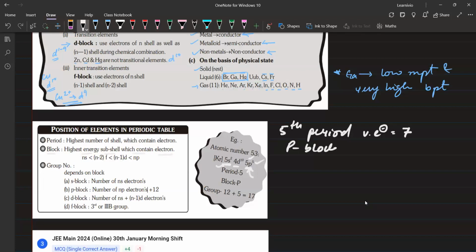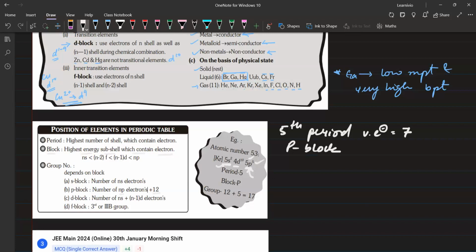Now, group number depends on the block. Like if you are in the S block, then the number of electrons in the S subshell will be the group number. In P block, the number of electrons in the P subshell, plus you have to add 12.